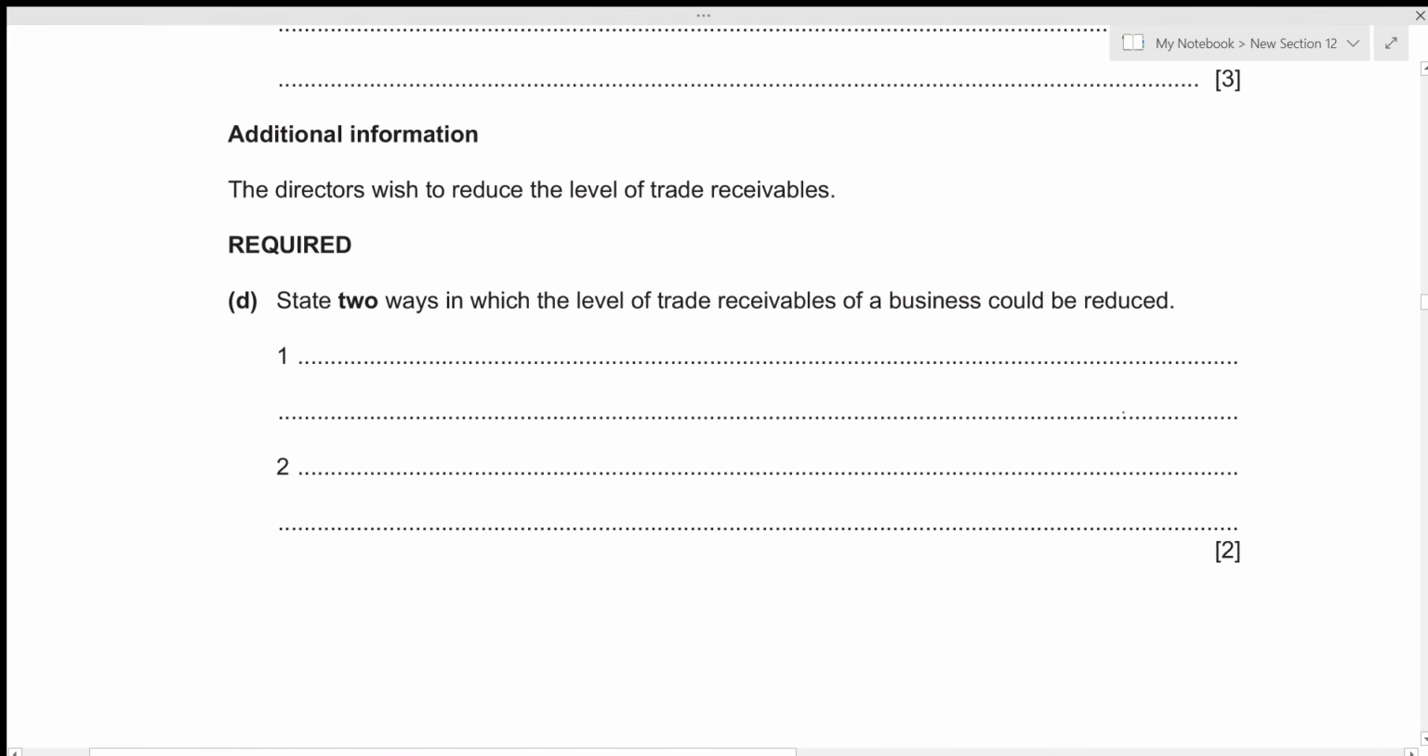The directors wish to reduce the level of trade receivables. Now we need to state two ways in which the level of trade receivables of a business could be reduced. So if we're talking about trade receivables, it is directly associated with credit sales, because the lesser the credit sales, the lesser will be the value of the trade receivables. So the very first way to reduce the level of trade receivables is to reduce the value of credit sales. So we can just write it down as discouraging credit sales.